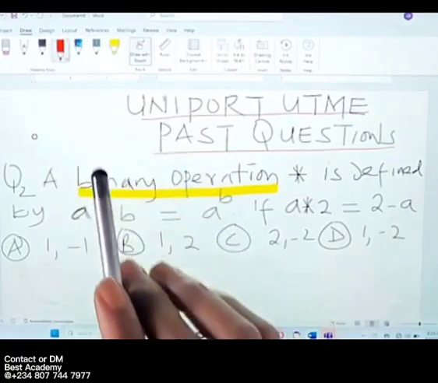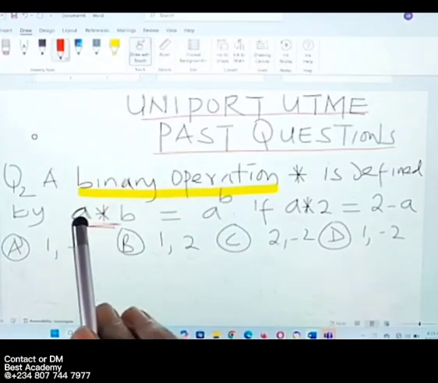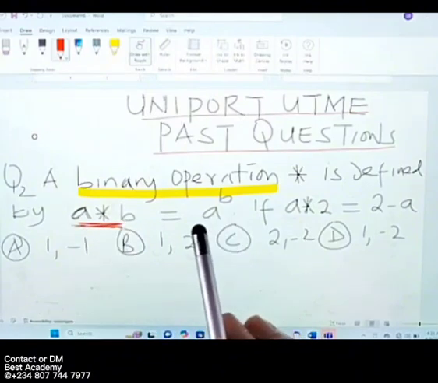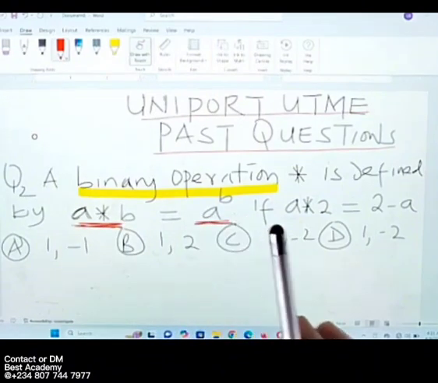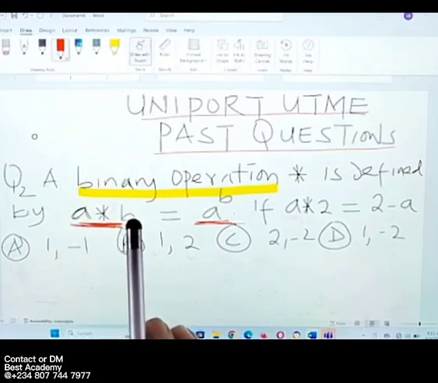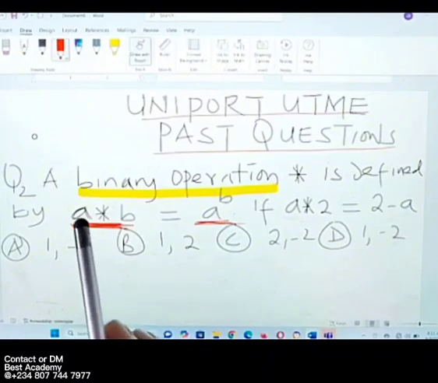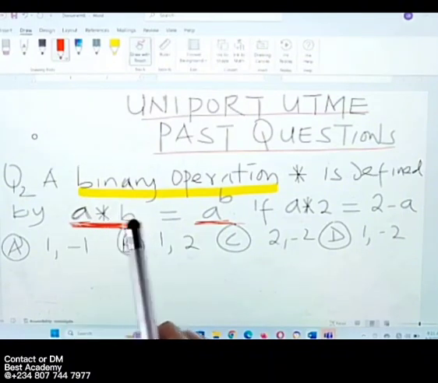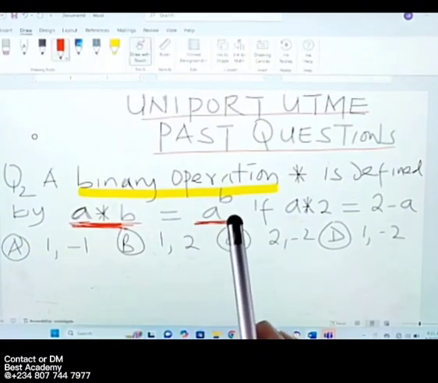Now this left-hand side here is the binary operation, while the right-hand side is the mathematical operation. Listen to me please. We use this part in order to find the value of A and B, while we use this part here to solve for our values.